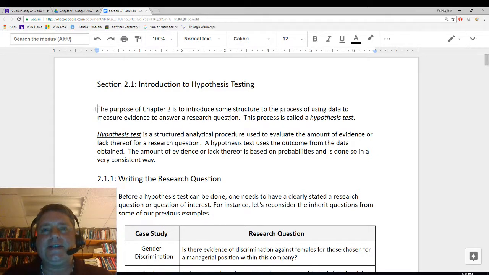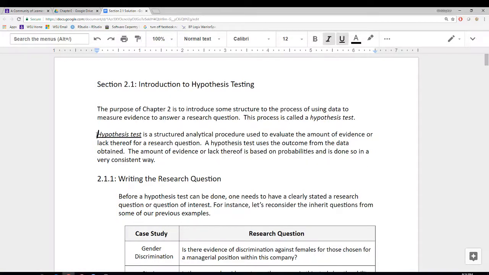Okay, let us consider section 2.1. In this section, we're going to introduce the concept of a hypothesis test. A hypothesis test is simply a framework for conducting the analyses that we've done thus far. Okay, let's go ahead and get started.